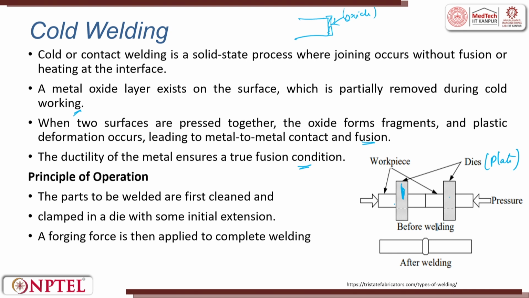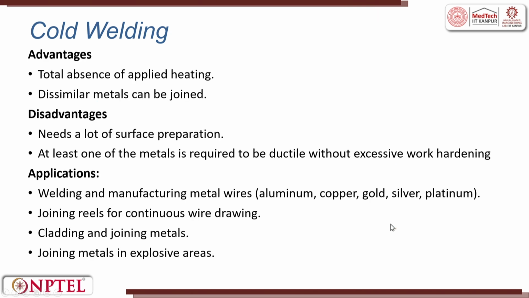Okay. So, the parts to be welded are cleaned, then clamping of the die happens, then the forging force is applied such that they form the weld. Here, there is not much heat dominating the phenomenon. So, there is a total absence of applied heat, and dissimilar materials can be joined. See, joining of dissimilar materials even today is a very big challenge. Thin, fragile metals can be joined. When you go to thick, it is very difficult. So, that is why people try to do cladding also.